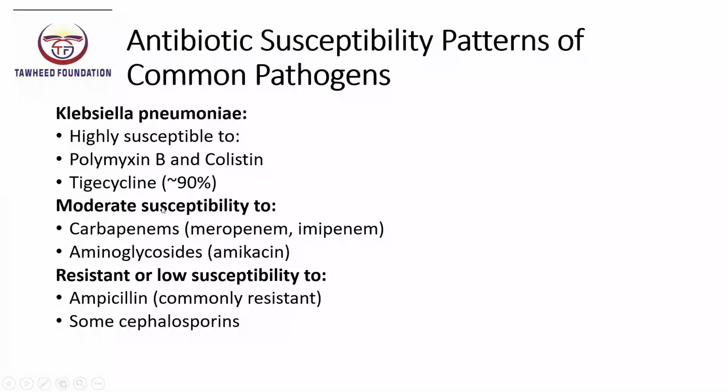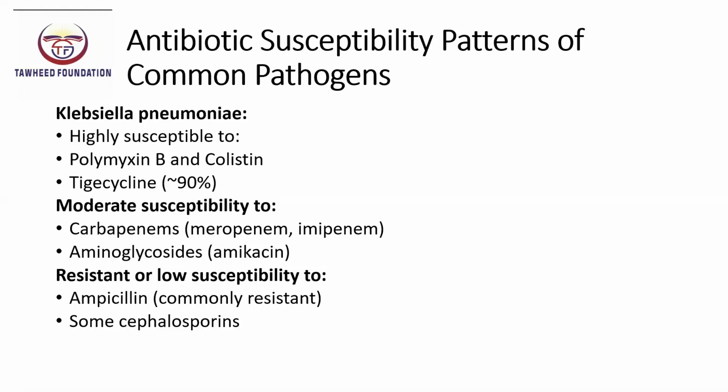Next is Klebsiella pneumoniae. Klebsiella pneumoniae is an important pathogen in both community-acquired and nosocomial infections, including pneumonia, urinary tract infection, and septicemia. Due to widespread antibiotic use, it has acquired resistance to multiple drugs. So here, amikacin shows the highest susceptibility rates, making it a reliable choice for many infections when susceptibility testing supports its use.